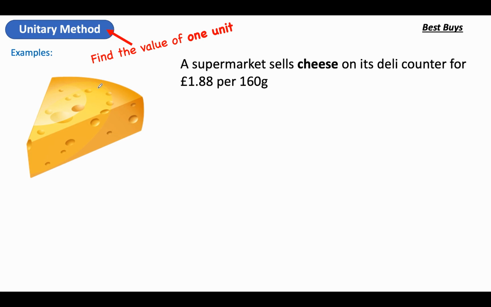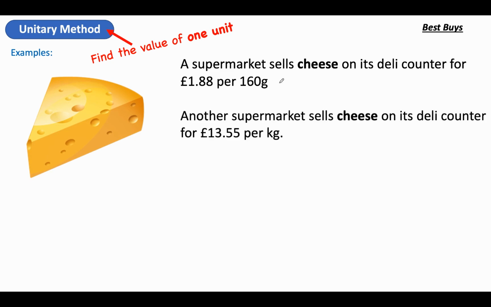A supermarket sells cheese on its deli counter, so that's like your cheese and sliced meat counter, for £1.88 per 160 grams. So that's how much you spend for every 160 grams. But another supermarket, rival supermarket, sells cheese on its deli counter for £13.55 per kilo. And you might go, well, that's a lot more money than £1.88. But of course, you're getting a lot more cheese for your money. We need to be able to compare these. And we're going to do it this way by working out how much it is per gram.